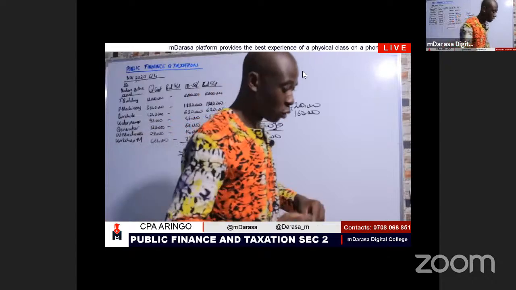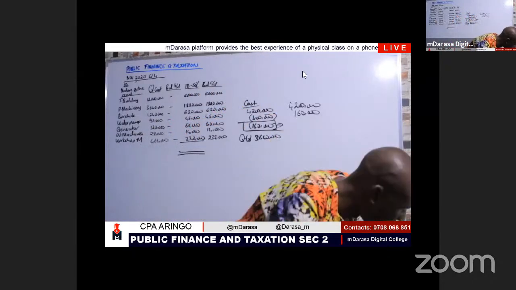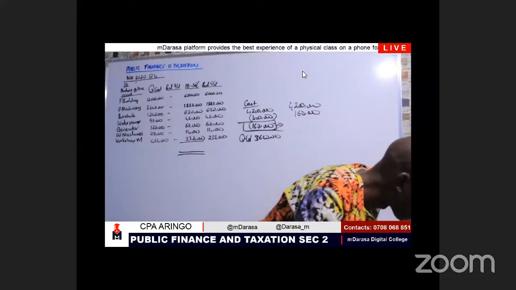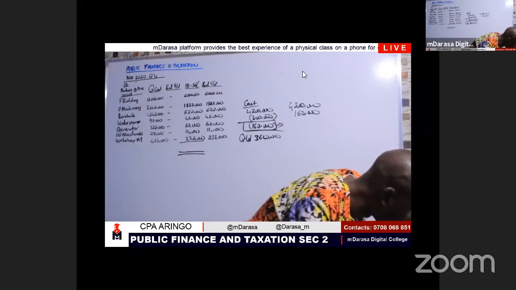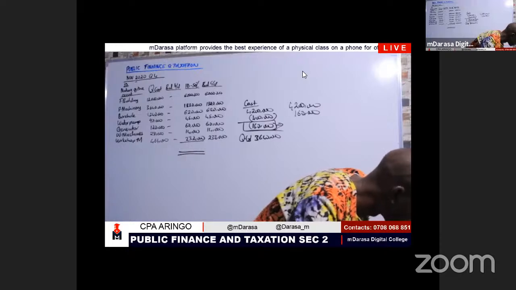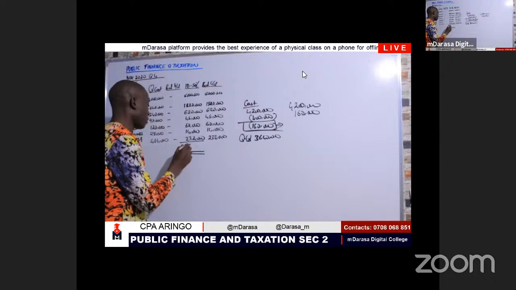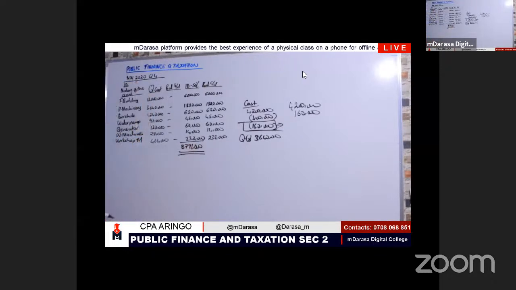What will be our total ID? Determining our total ID, how much will we be having? 8,781,000. So that should be our ID.